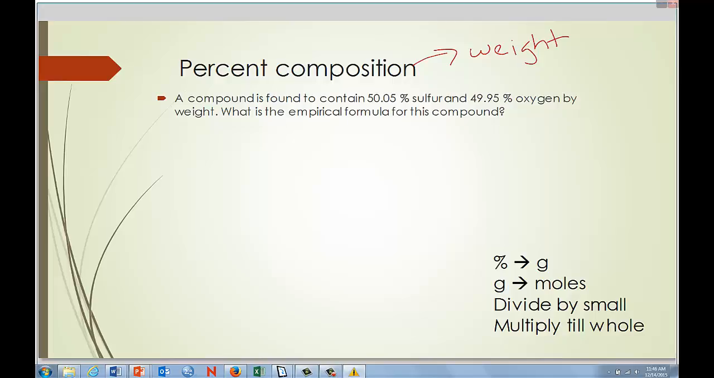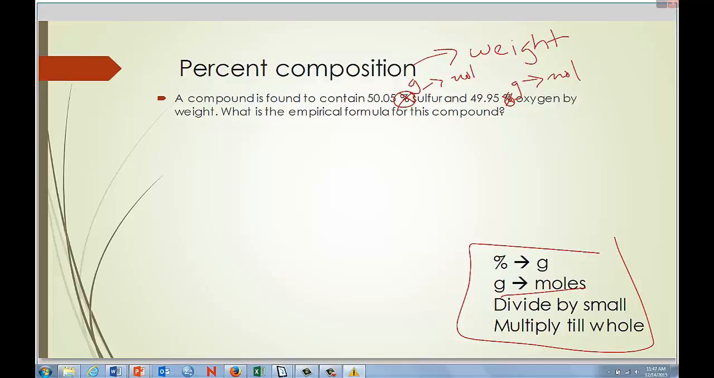So in here we have a rhyme to help us remember what to do. Percent to mass, mass to moles, divide by small, multiply till whole. So percent to mass, all we're going to do is change the percentage to grams. And then we're going to go grams to moles. And as you know, the key term for molar mass is grams, or weight. So therefore, we know we're going to look on the periodic table to figure this out.